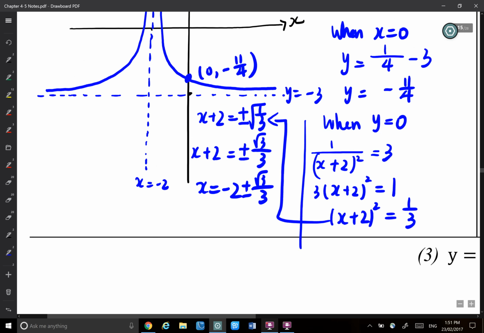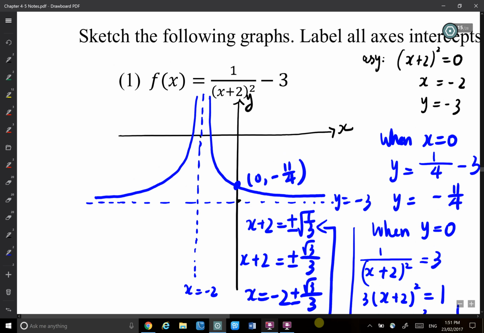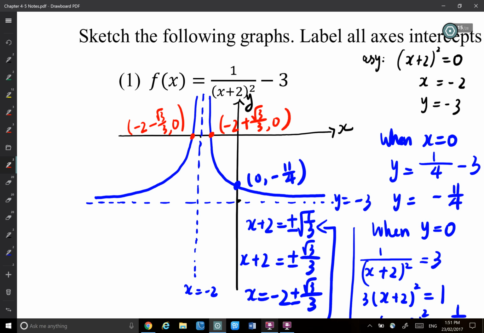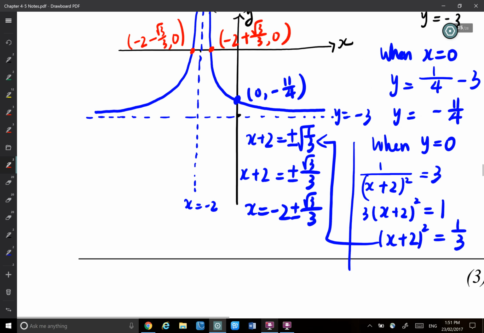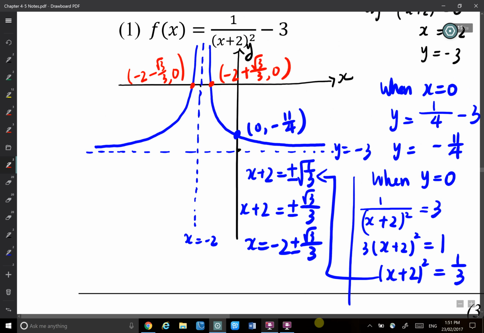Because you have 2 intercepts, this one will be minus 2 minus root 3 over 3, comma 0. And this one will be minus 2 plus root 3 over 3, comma 0. Okay, it needs to be symmetrical.